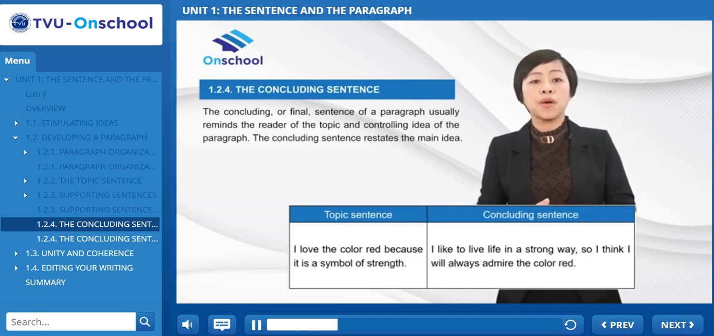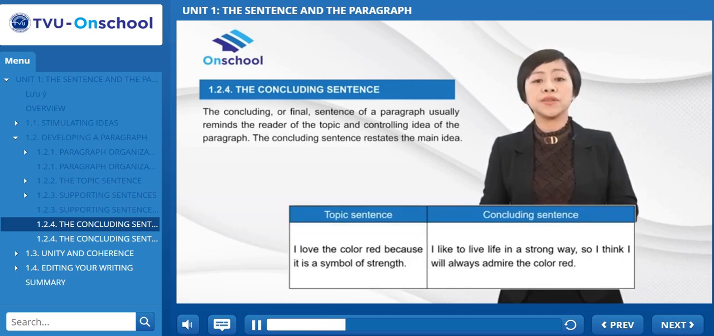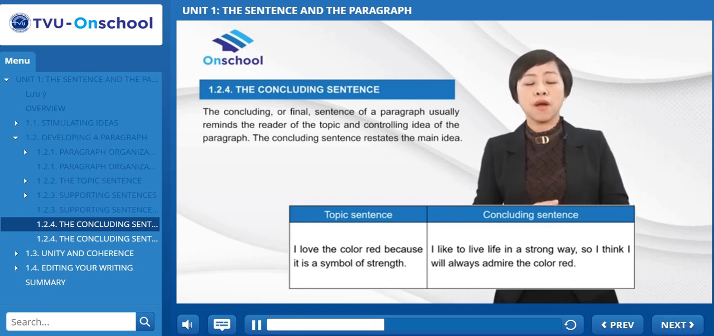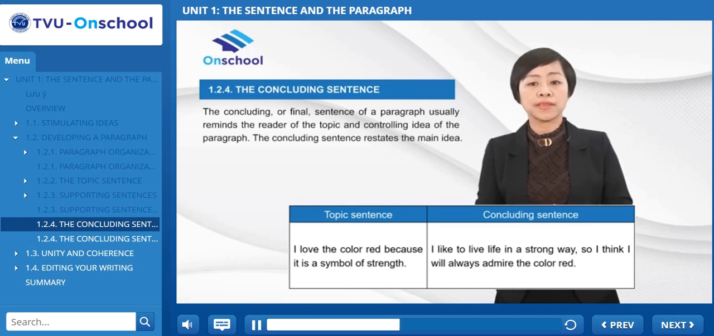For example, on the left-hand side, you can see the topic sentence. And on the right-hand side, you can see the concluding sentence. It restates the main idea with words with similar meaning. For example, love and admire, symbol of strength, and live a strong way.